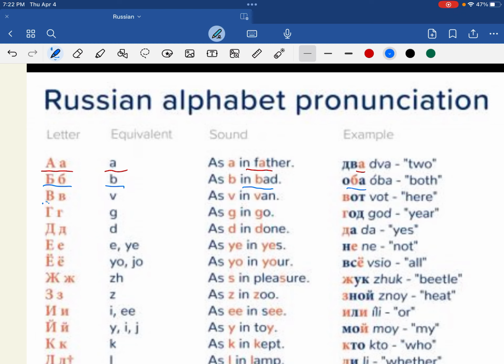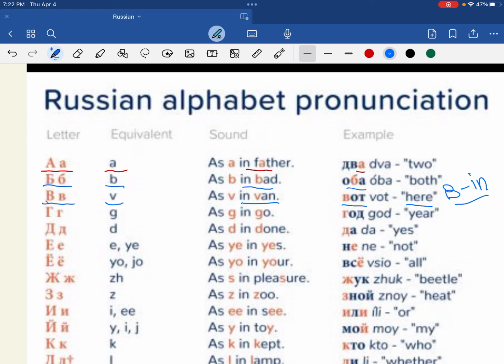The next letter is V, and the sound is V. In English, it would be pronounced like V in van. And in Russian, it would be pronounced like V in vot, what means here. Or also there is a preposition that consists of the only one letter V, what means in. So it's the whole preposition that you may learn right now.